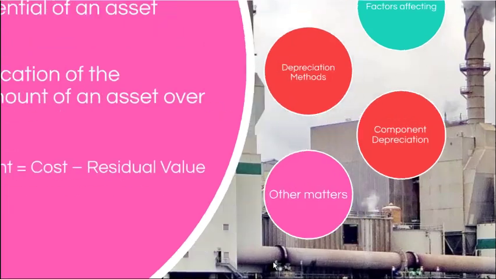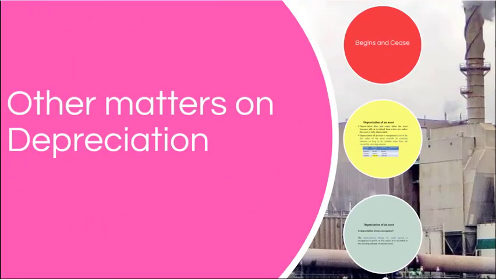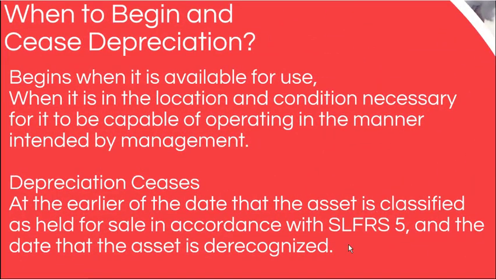Next, other matters relating to depreciation. So we'll now see when to start depreciation and when to cease or stop depreciation. So depreciation begins whenever the asset is available for use. No need to start the commercial production. The asset is ready to use, you can start depreciation.